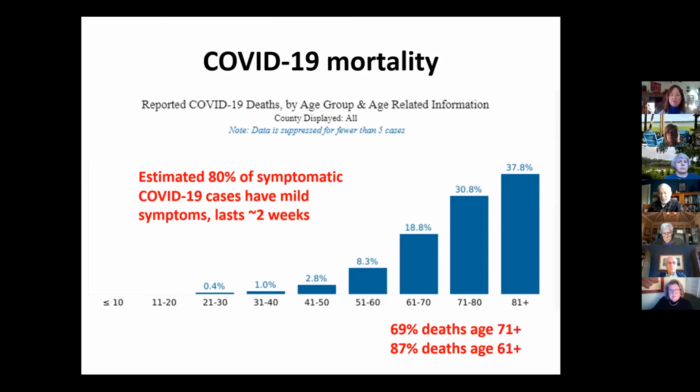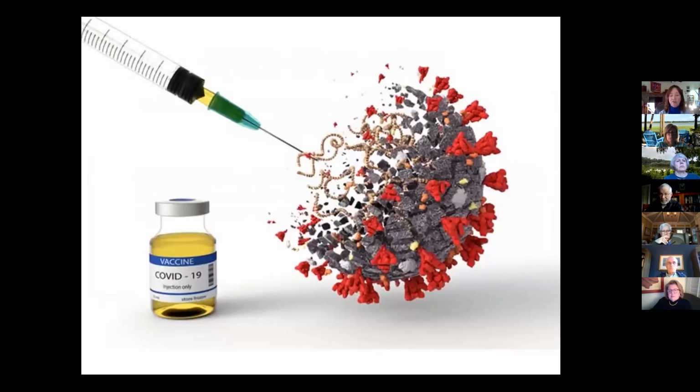And part of the decisions around who is in phase 1A have been made on the basis of mortality. 69% of the deaths that we have had in South Carolina are among those ages 71 and up. And 40% of those deaths were among people who were residents of long-term care facilities, skilled or assisted living nursing homes. 87% of deaths are those age 61 and above in South Carolina. And that's reflective of what's going on in the United States in general.